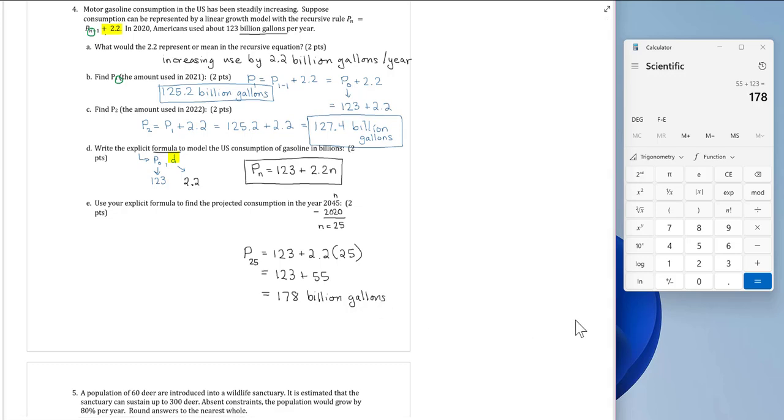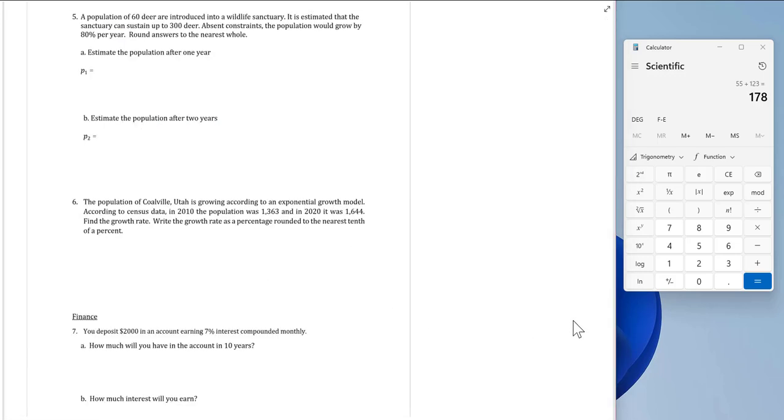Let's move on to question 5. A population of 60 deer are introduced into a wildlife sanctuary. It's estimated that the sanctuary can sustain up to 300 deer. Now, when you read something about sustain or cap or limit, any of those synonyms that mean we get carrying capacity or we have a limit to something, then that means that I am not dealing just with exponential. It means that I'm dealing with logistic. So my K is going to be 300.